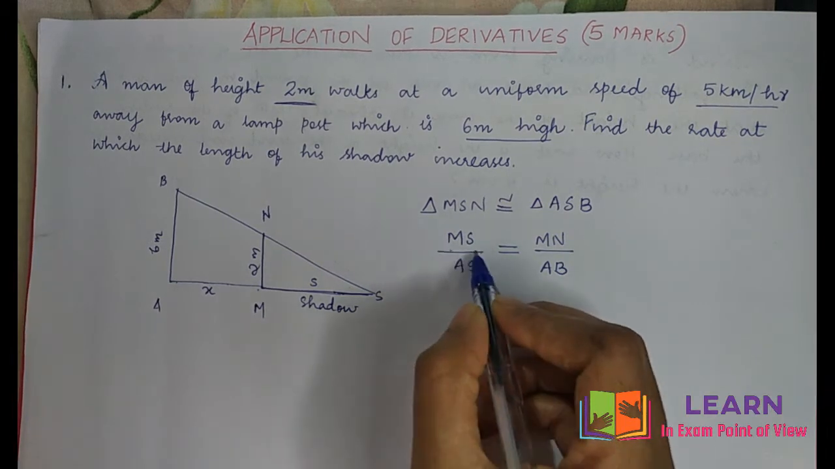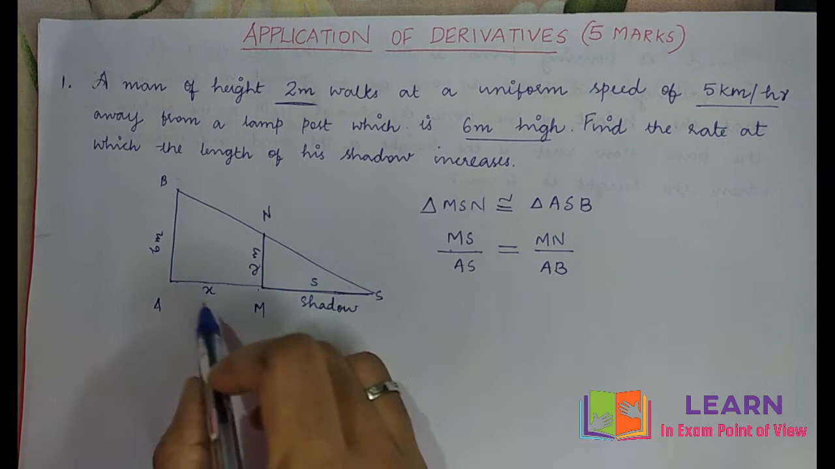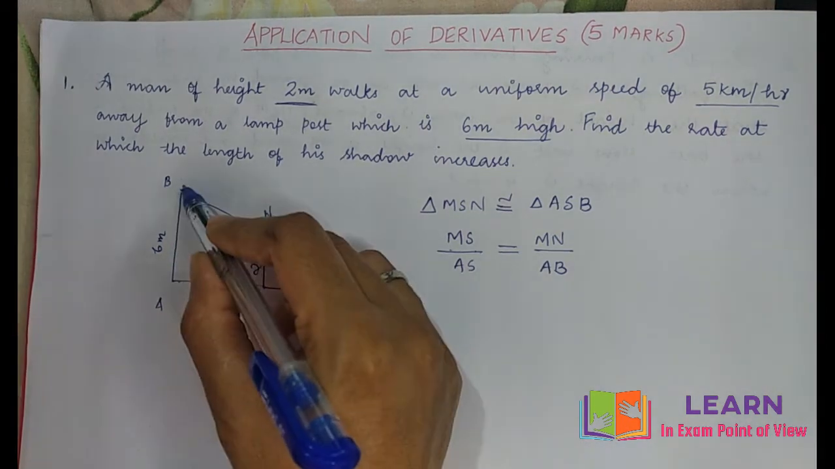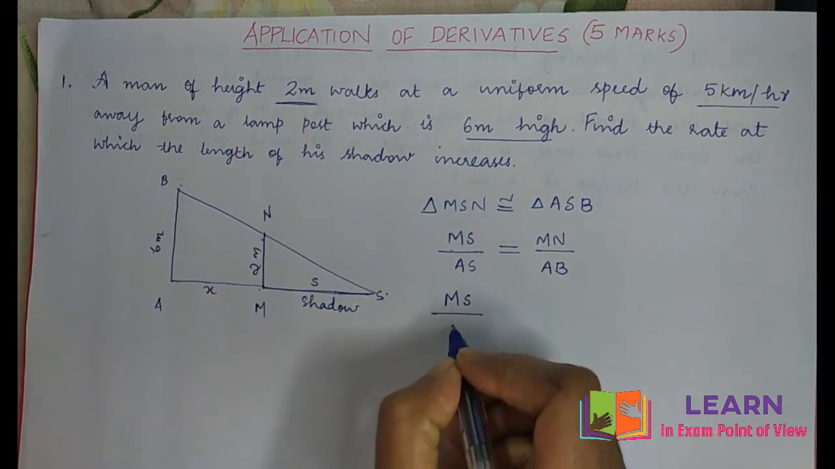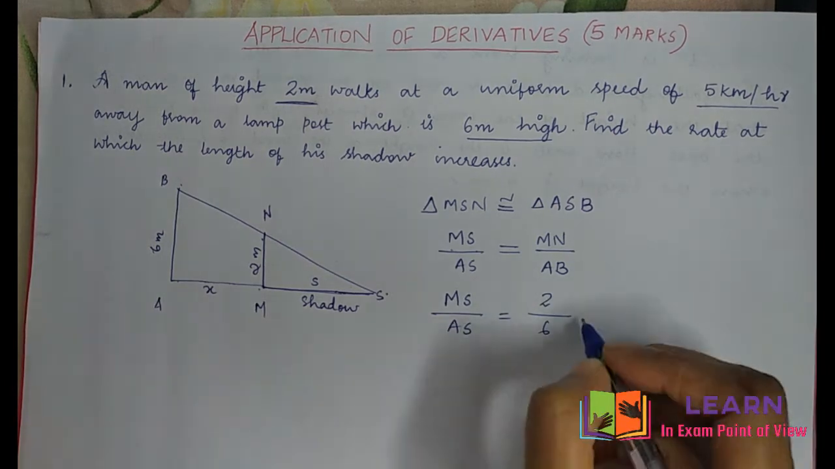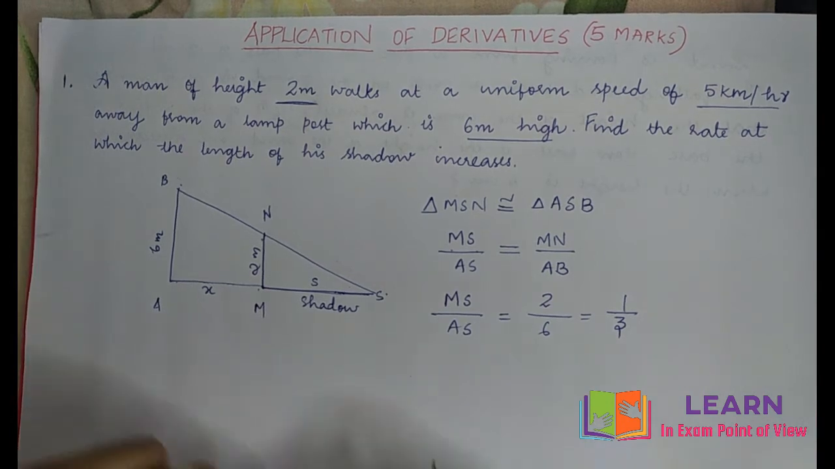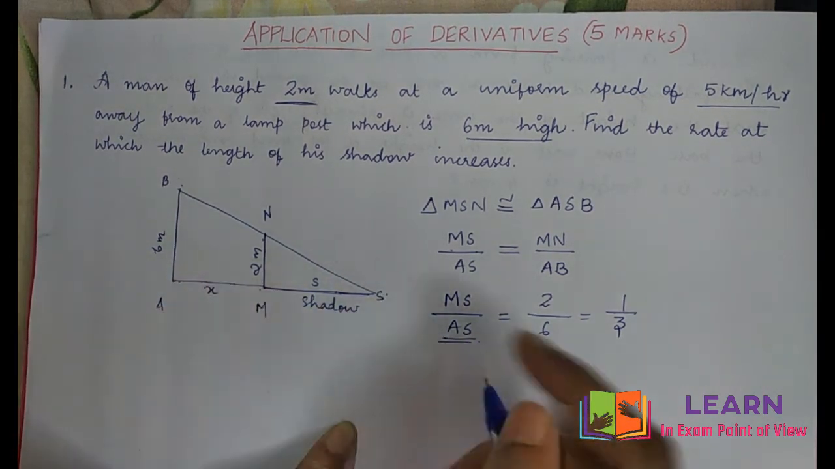Now, MS is this shadow. AS is this whole distance. MN we know, AB we know. So that is 2 by 6. Here we can substitute MS by AS as 2 by 6, that is 1 by 3.